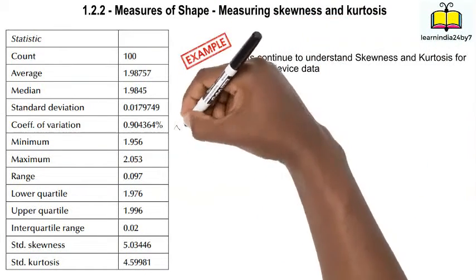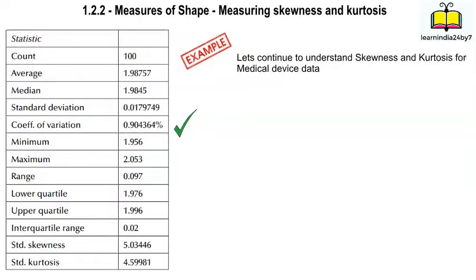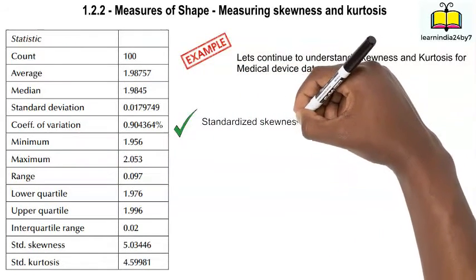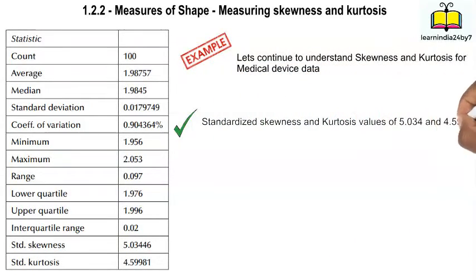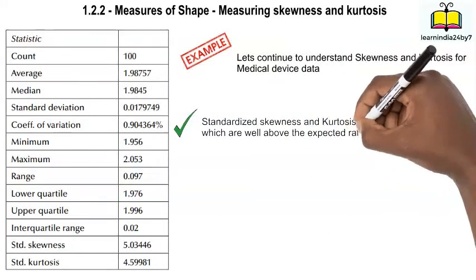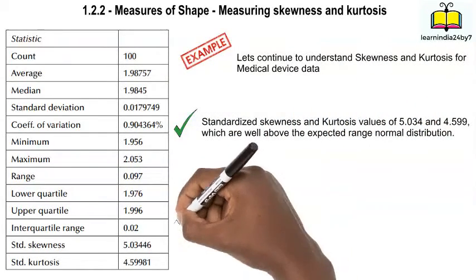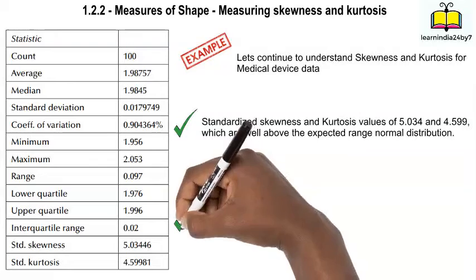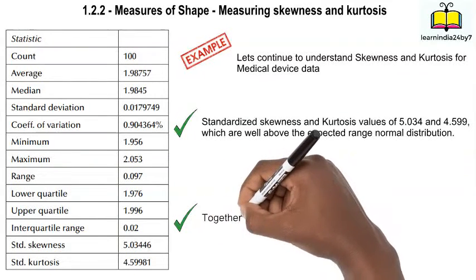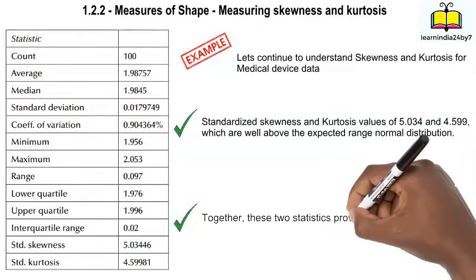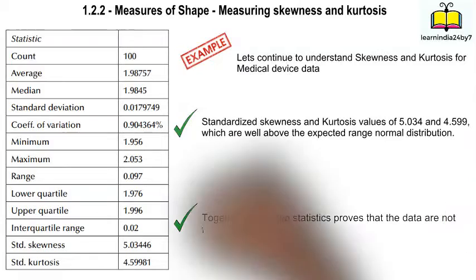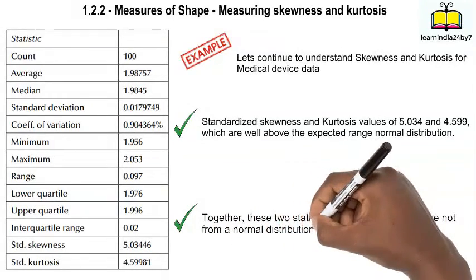Let's continue to understand the skewness and kurtosis values for the medical device data. The standardized skewness and kurtosis values are 5.034 and 4.599, which are well above the expected range for a normal distribution. Together, these two statistics indicate that the data doesn't come from a normal distribution.